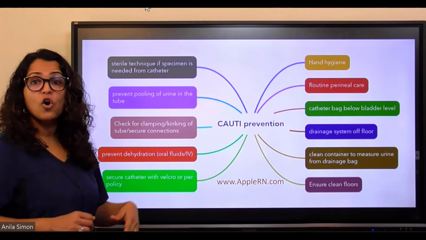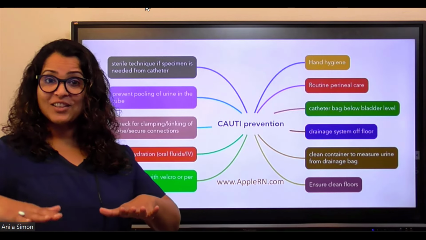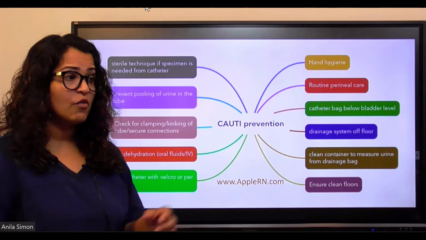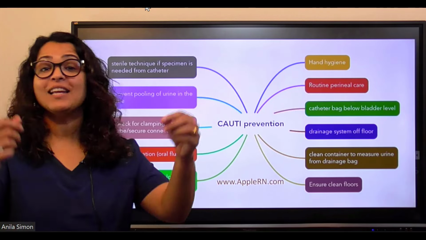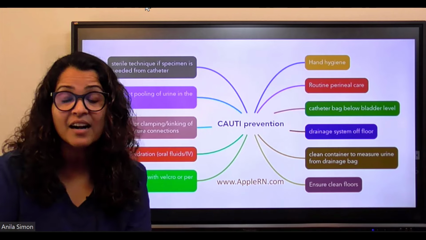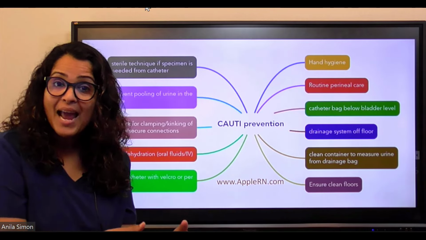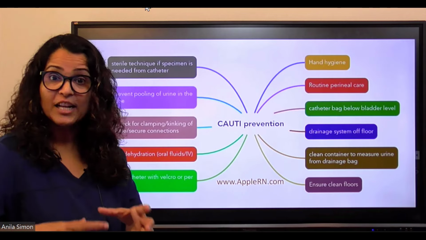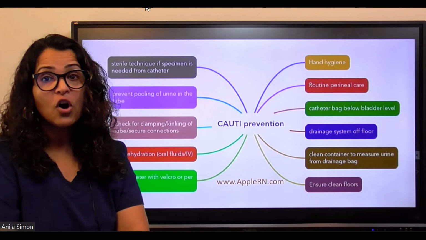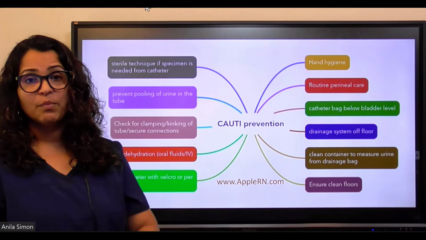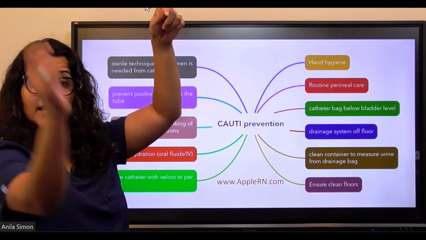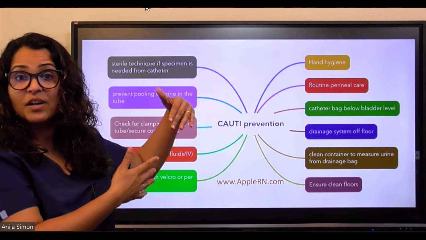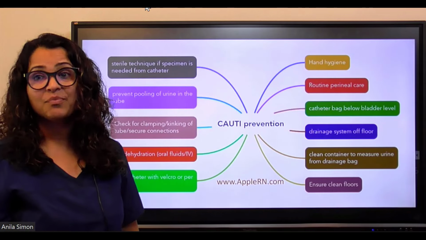Catheter bag below bladder level. That's another thing we say whenever we are giving them the perineal care, or whenever we are transporting the patient, or even if the patient is sitting on the chair, or maybe they are on the bed, we always make sure that the catheter bag, the drainage bag, is below the bladder level, because we don't want it to go up and then there may be backflow and the urine might get back into the urinary bladder and then cause problems. Okay.